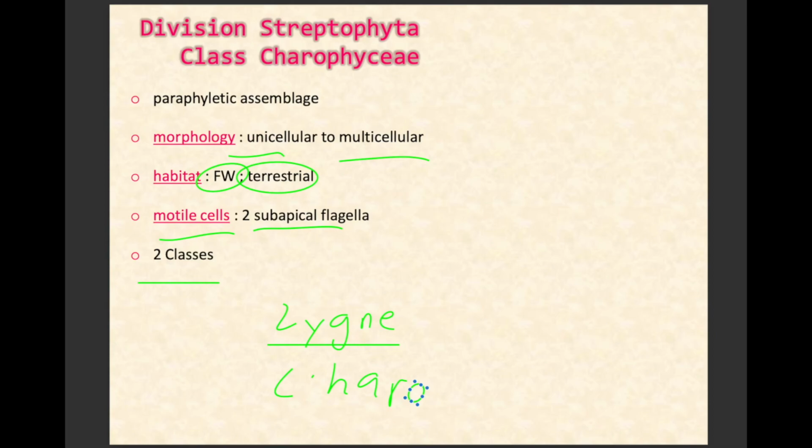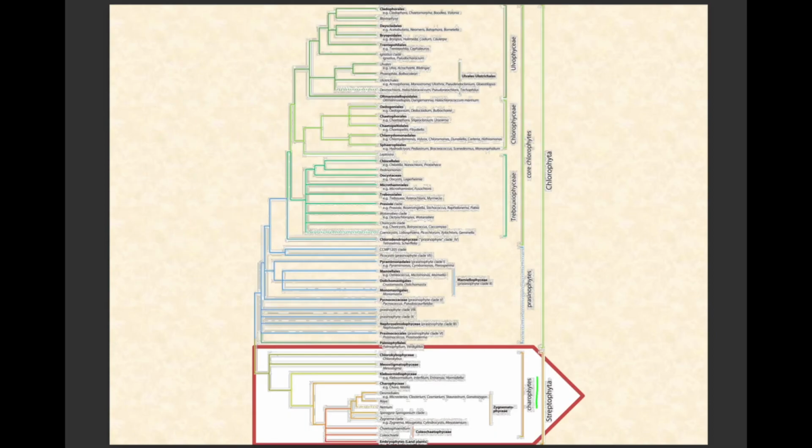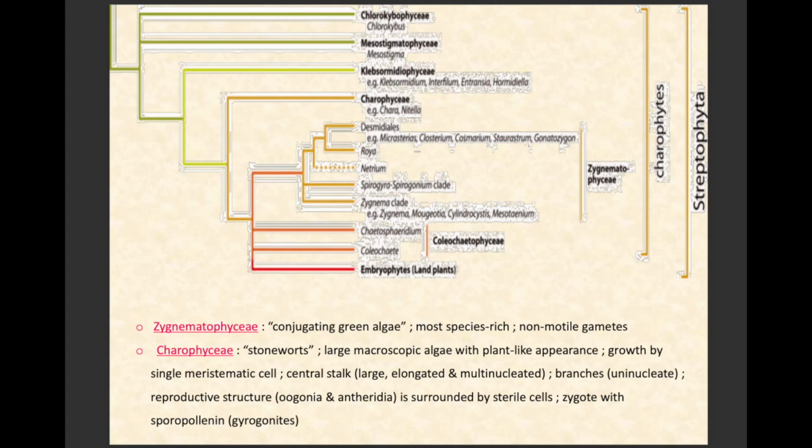So, tingnan natin yung itsura ng mga ito. Ayan. So, ito tayo. Enlarge natin yan. So, ayan. You have your Zygnematophyceae and your Charophyceae. Tapos, andyan din yung ating land plants na dito. Yung iba, wag nyo na masyadong pansinin. Okay?